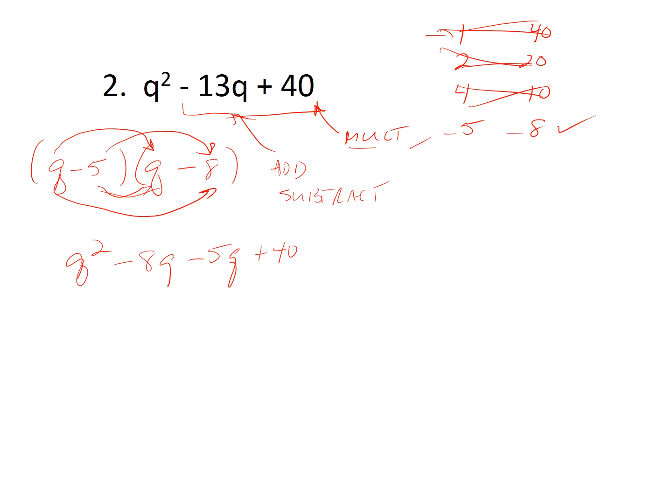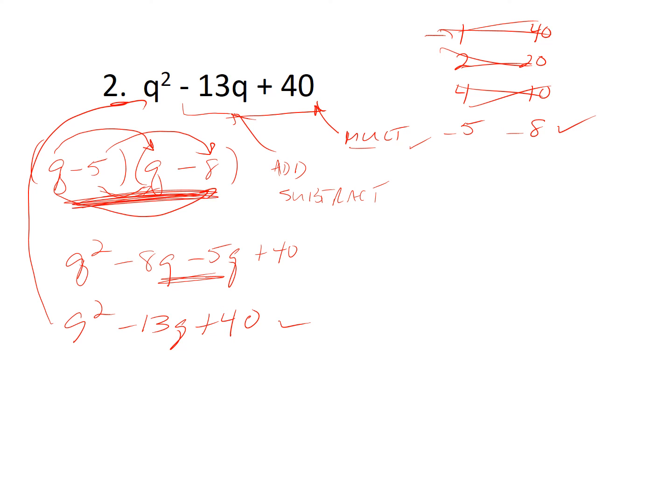I can simplify this, right? I have two q's here. So I could do q squared, negative 8q and negative 5q is negative 13q, plus 40. Is that what I started with? Yes, it is, so that's the answer. So the two factors are q minus 5 and q minus 8. Done.